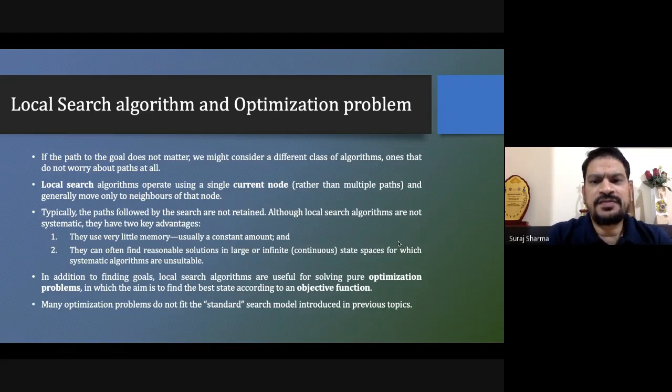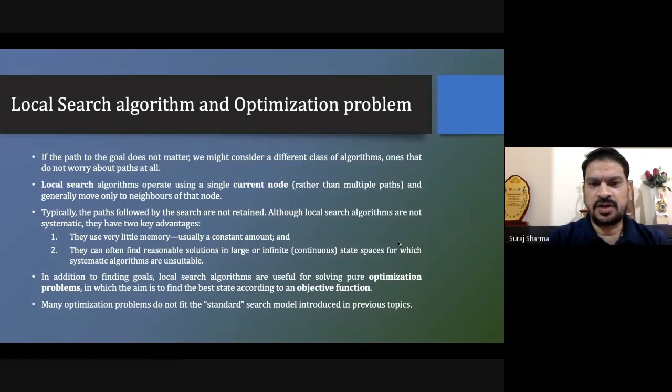So it will be applicable to those searches where the path is not required. It is saying that if the path to the goal does not matter, we might consider a different class of algorithm, ones that do not worry about paths at all. So if we don't have to worry about the path, we'll choose a local search type of algorithm.